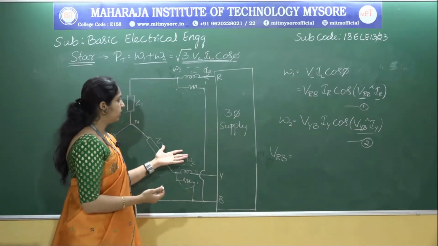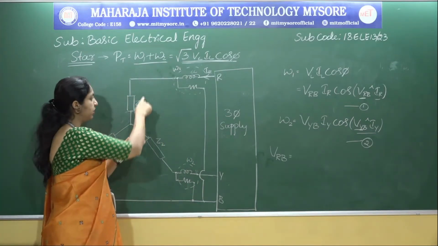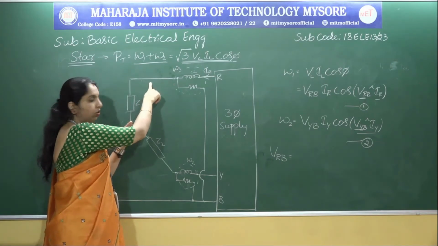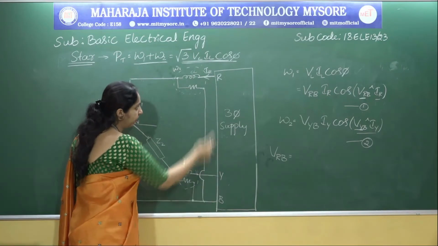And what are the phase voltages here? What are the phase voltages? Phase voltage is nothing but the voltage measured across this phase, across the load, right? Across the load. And how can we express VRB?